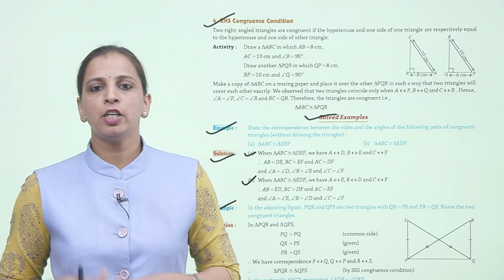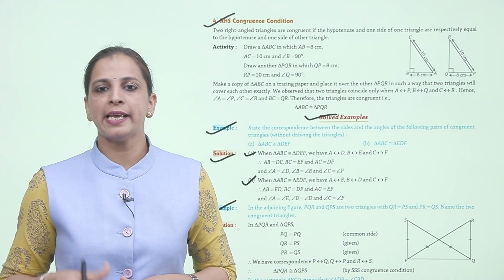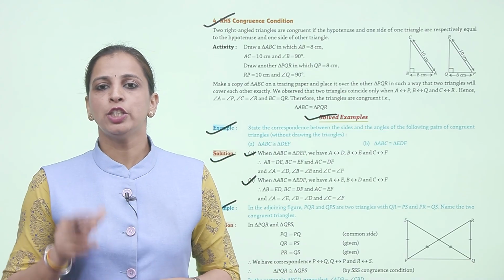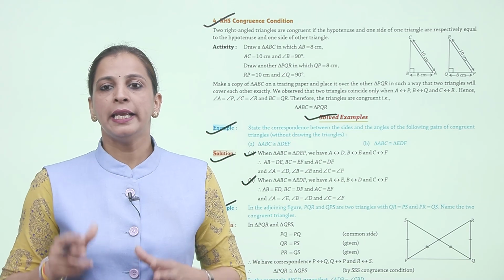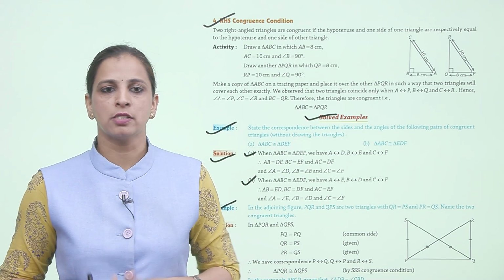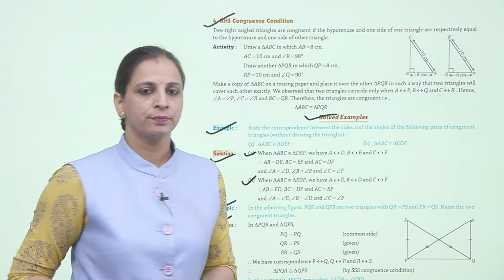Now next example. In the adjoining figure, PQR and QPS are two triangles with QR equal to PS and PR equal to QS. Name the two congruent triangles. Solution करते हैं इसका.